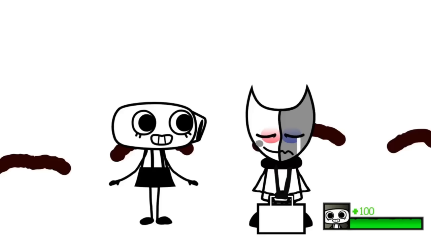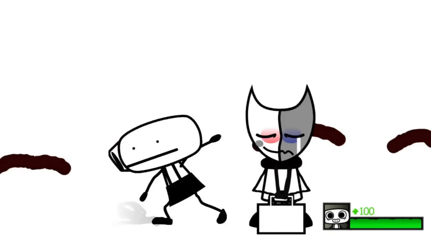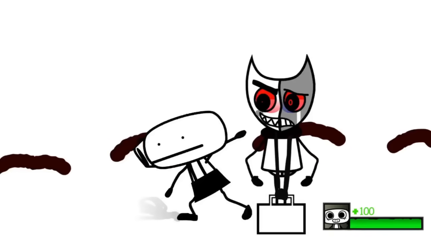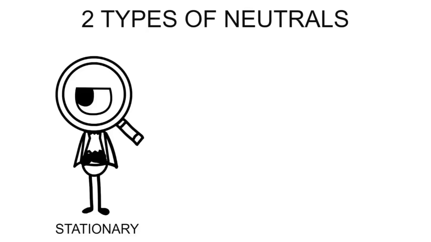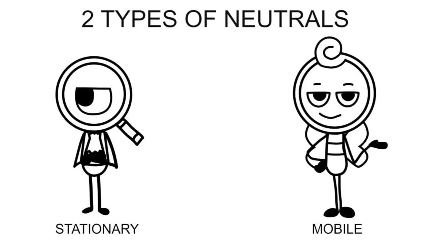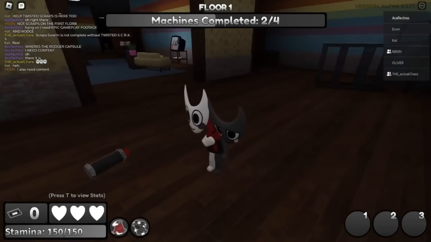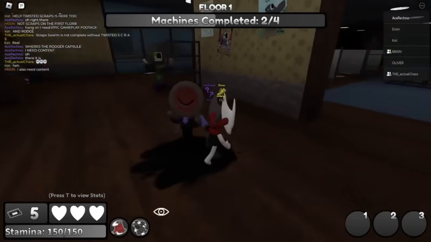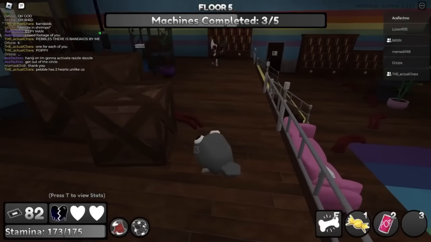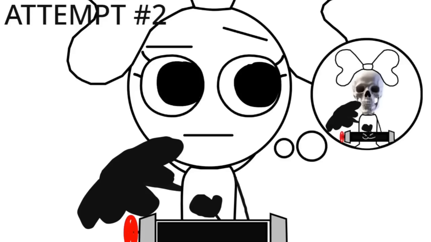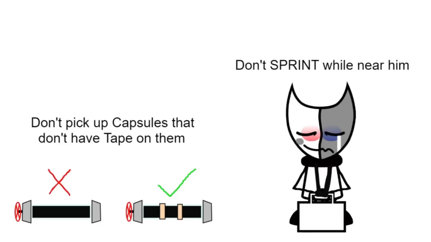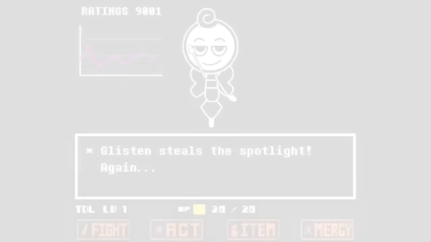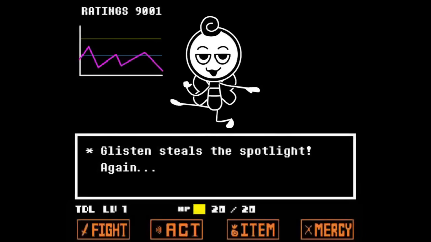Neutrals are characters who cannot hurt you until you trigger them, remaining idle until a player activates them. There are two types of neutrals: stationary and mobile. Stationary neutrals sit in one spot and are triggered either by picking up a trap capsule or by running in their no running radius. You'll fall for them one time and never again. There's only two of them, so it's fairly easy to remember how they work. On the other hand, mobile neutrals consist of, well, just listen for now.